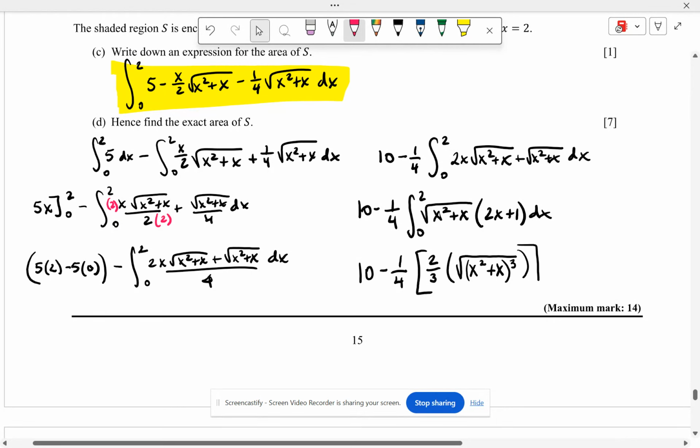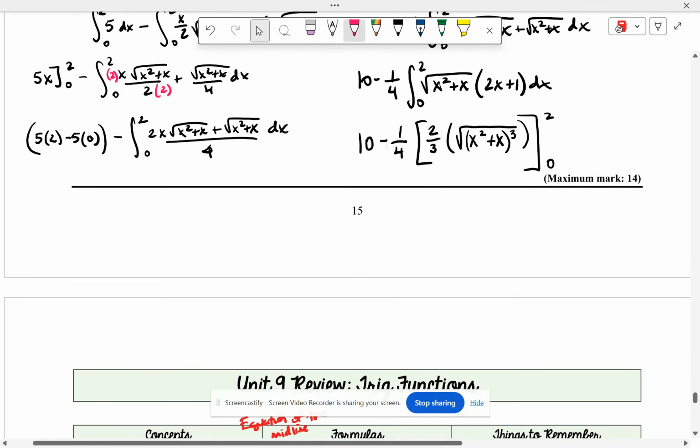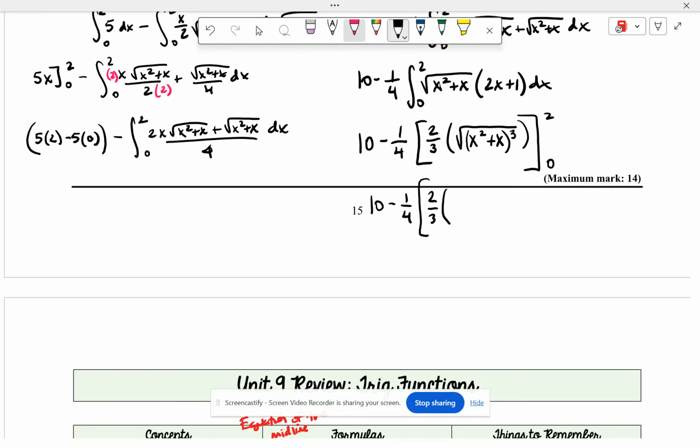And then we are evaluating this from what to what? 0 to 2, right? Yes. Okay. So now I've got 10 minus 1/4 and then all in crazy parentheses, I've got 2/3 times. And then let's evaluate upper minus lower. So I've got the square root of 2 squared plus 2, and then this whole thing's being cubed, minus, look, the numbers will be okay. So I got 0 squared plus 0 to the third.